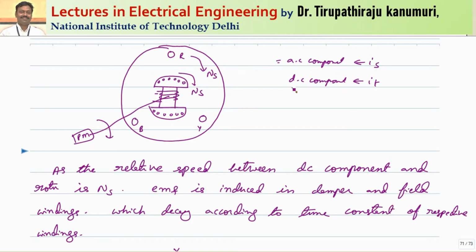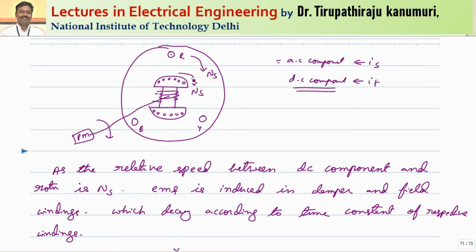But now there is a DC component also. The DC component doesn't produce any rotating magnetic field. Agree with me? Now when the DC component is passing through this winding, the DC component is stationary, but your rotor is rotating at a speed of ns. That means with respect to this flux produced by the current, your rotor is rotating at a speed of ns.